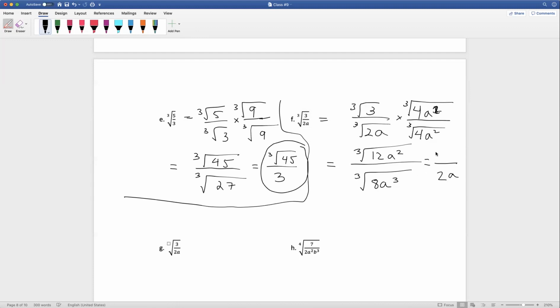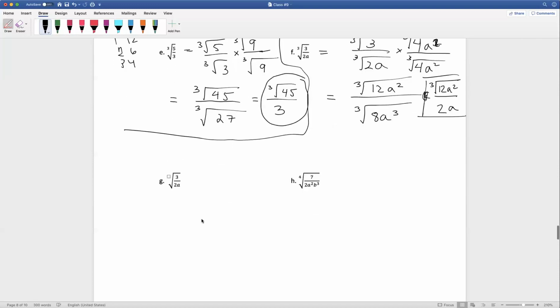Our numerator, the cube root of 12a squared, is just the cube root of 12a squared. We only have 2 factors of a, so we can't simplify that, right? Because the exponent's smaller than the index. And if you think about all the factors of 12, none of these guys are perfect cubes. So we're good. That's that guy simplified completely.